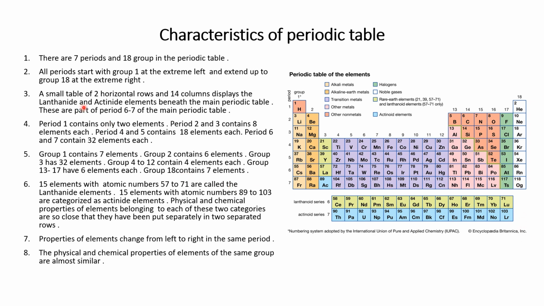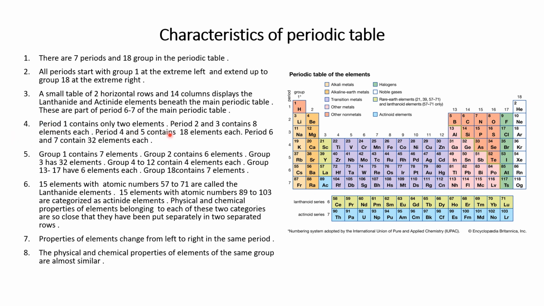A small table of 2 horizontal rows and 14 columns displays the lanthanide and actinide elements beneath the main periodic table. Here these are the lanthanide elements and here the actinide elements. These are part of periods 6 and 7 of the main periodic table.